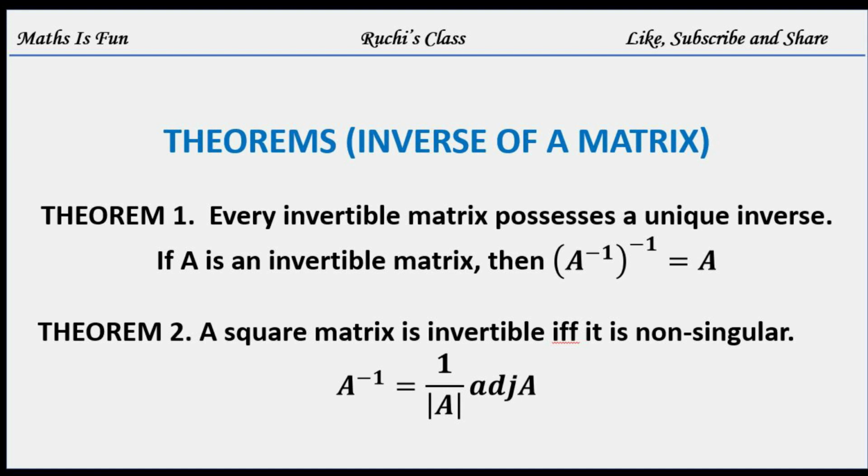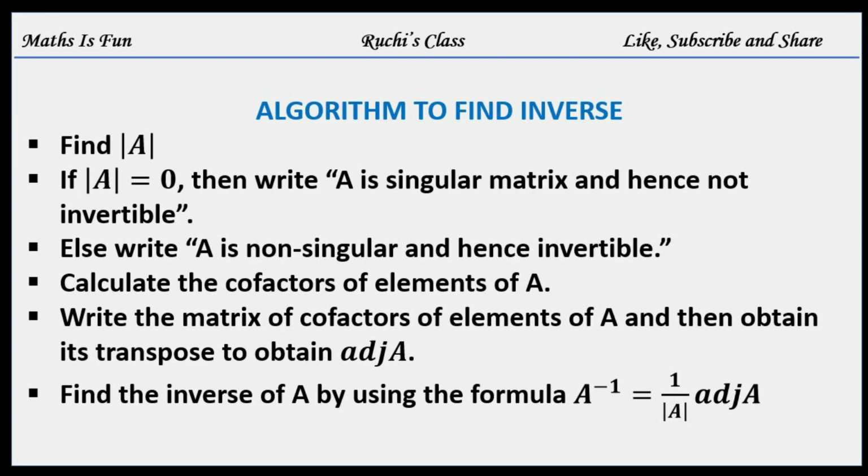There is an algorithm to it. I'll explain you the steps. First you have to find the determinant of A. If the determinant of A is equal to 0, then A is singular, and the inverse will not exist. Else if A is non-singular, hence it is invertible, then we have to find the cofactors of A and then we have to find the adjoint of A. Adjoint of A means we have to transpose the cofactor matrix. And then for finding the inverse, A inverse is equal to 1 upon determinant A into adjoint A.